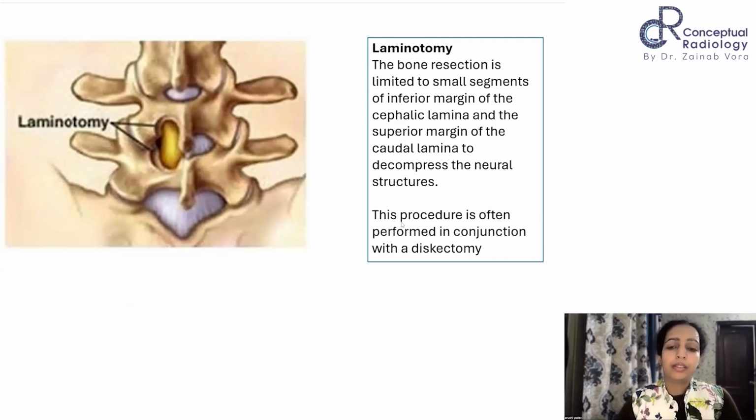Sometimes it is mostly done first to decompress the neural structures, and second to take access to the disc removal, right? So it gives you a slightly better access. If you have to take access from this side, obviously not that good, so it gives you better access. So this is laminotomy, right? This part is removed and then this part is removed, thus creating more space, causing decompression.